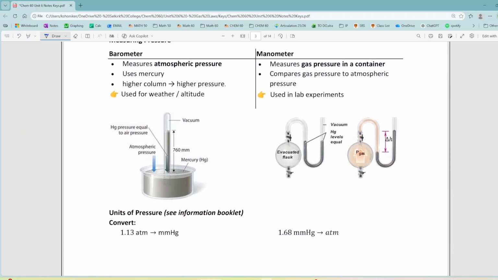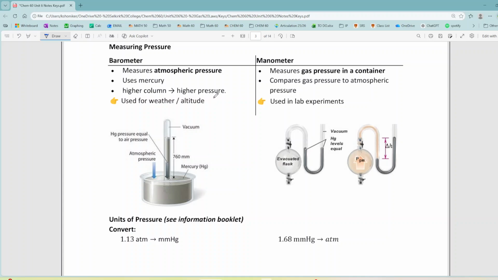Well, you can measure pressure in two ways. In the lab, we only use the manometer, but you can measure pressure two ways. You can use a barometer, which measures atmospheric pressure. And the way that this works is it uses a mercury column.